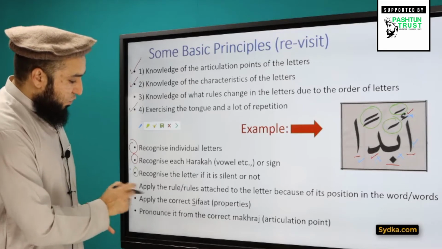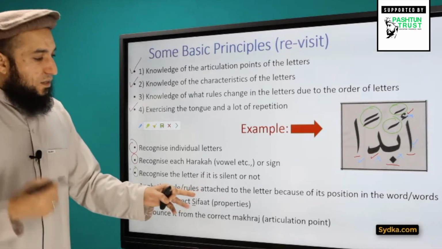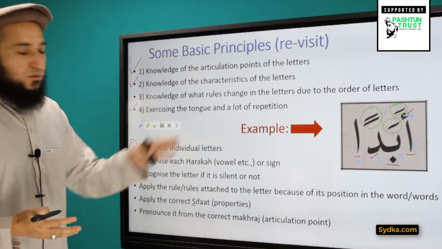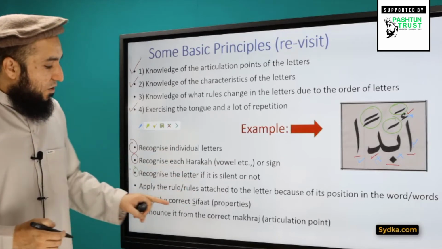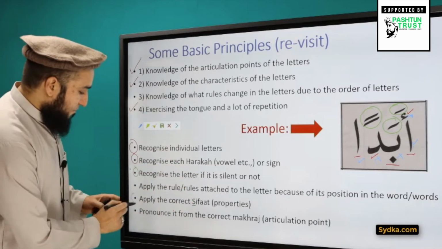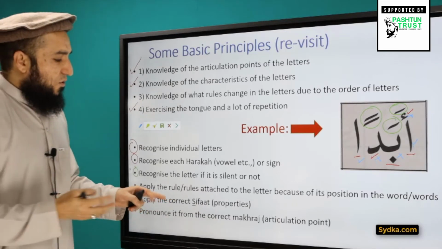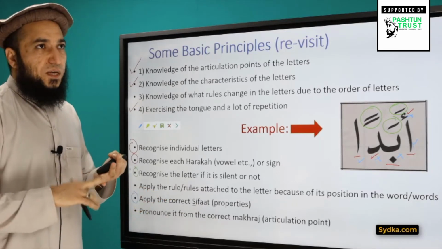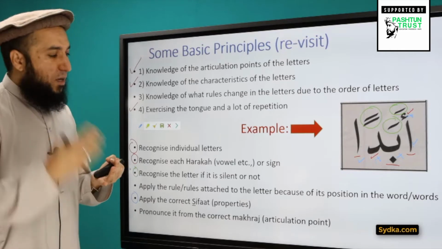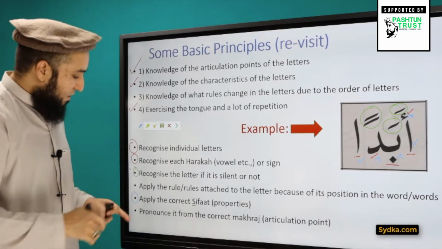And the next one is we apply the rules that attach to individual letters. We will study that in advanced level. Apply the correct sifat. So we have studied only a few of them. One of them would be if the letter is heavy or light. So we apply those rules, and the rest we will study in advanced level.